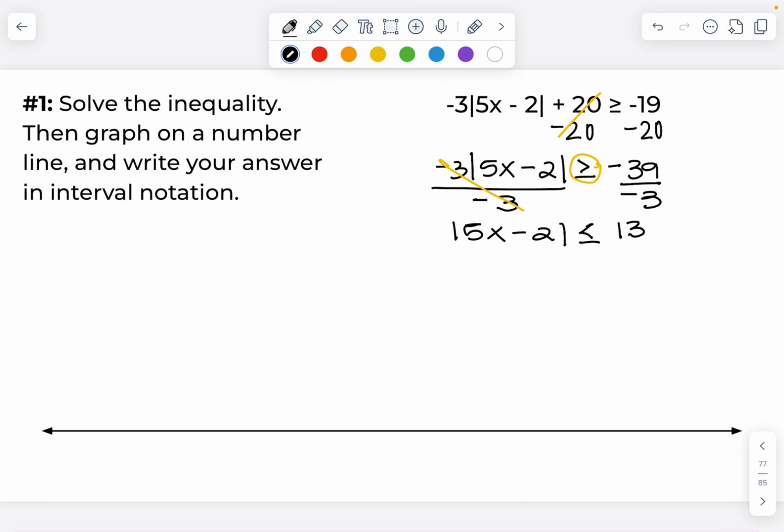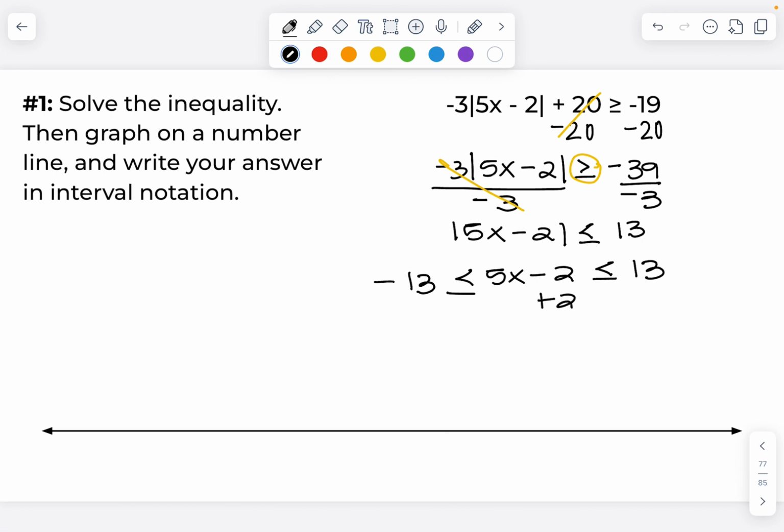When I go to solve this, 5x minus 2 has to be between 13 and -13. Because remember, if the absolute value is less than 13, that means I'm between 0 and 13. But on the opposite side, the inside of the absolute value could also equal like -11, because the absolute value of -11 would be +11, which is less than 13. So we are going to bracket ourselves between -13 and 13.